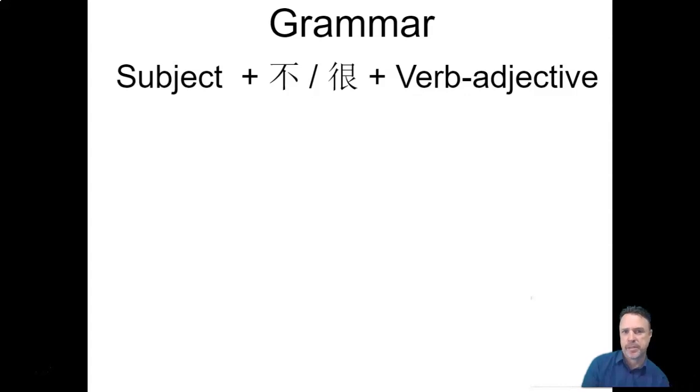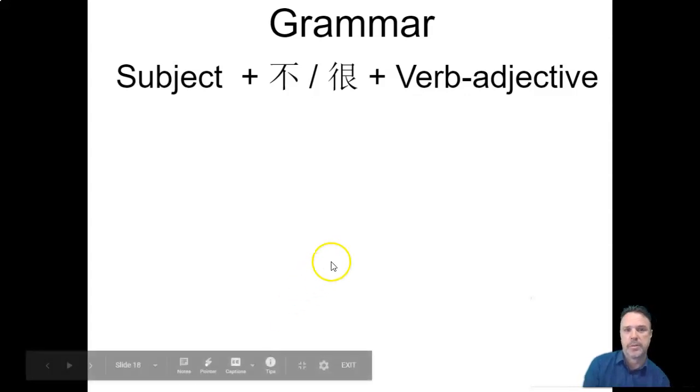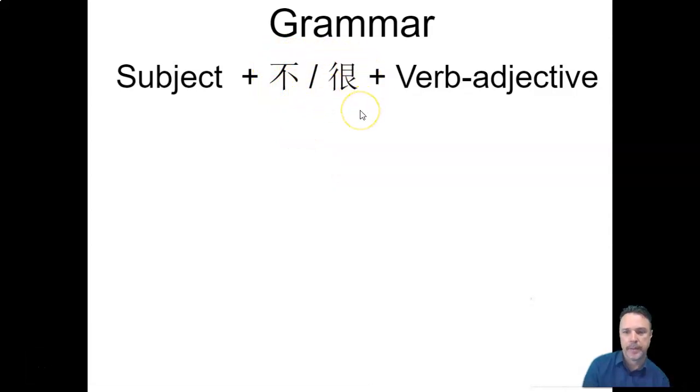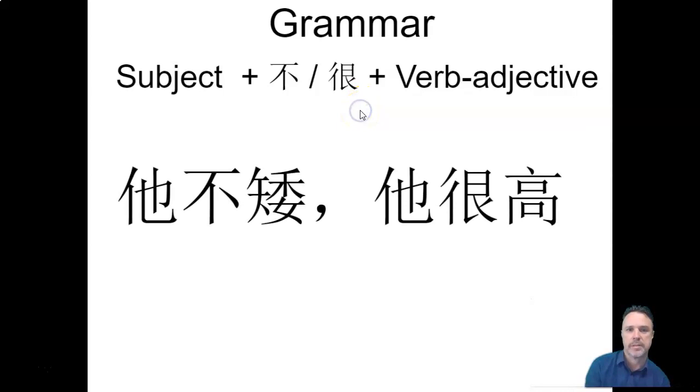So our pattern is subject, and then you've got a choice of two characters there, and then a verb or an adjective. The subject is simply who we're talking about, or what. Those two characters in there, the first one, this one here is bu, that makes it negative, and that one there is han, which means very. Okay, let's have a look at how we make those sentences.